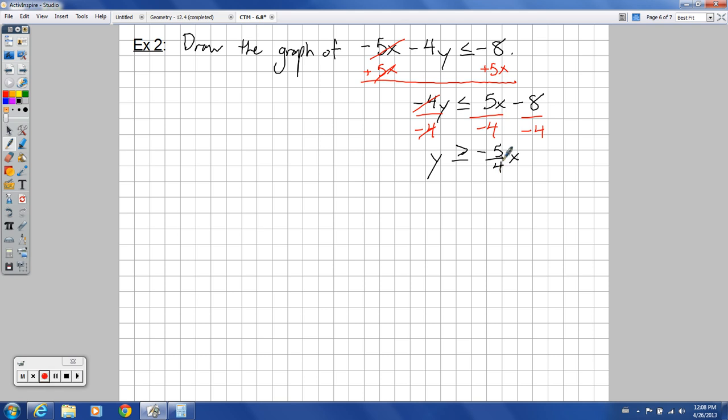Again, write your fraction straight up and down. Put the x after that, kind of in the middle. That way we know it's not on the bottom. And you have negative divided by negative will make a positive. 8 divided by 4 will make a 2. So this now is in slope-intercept form.